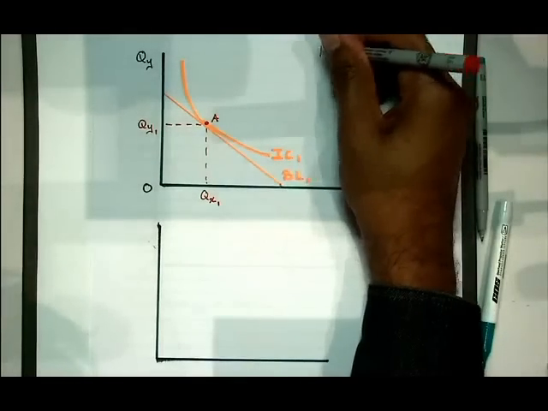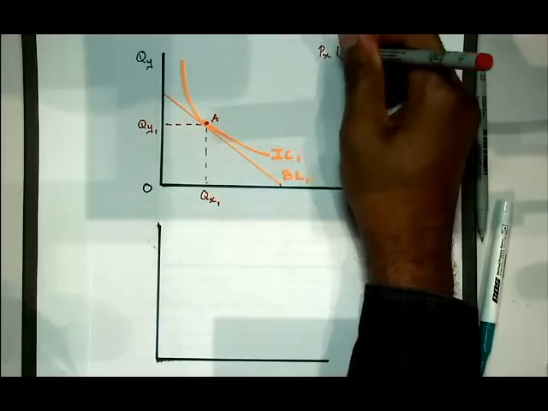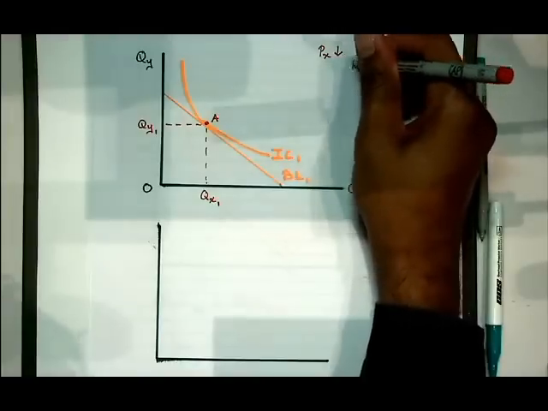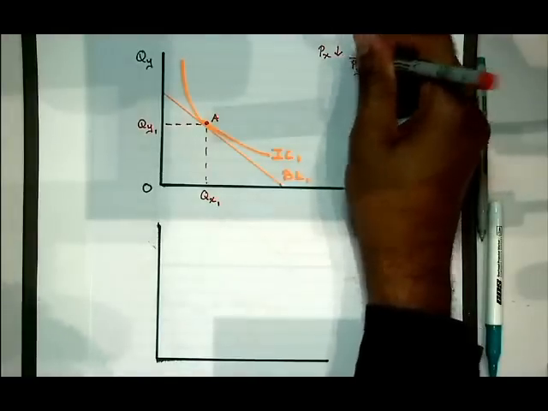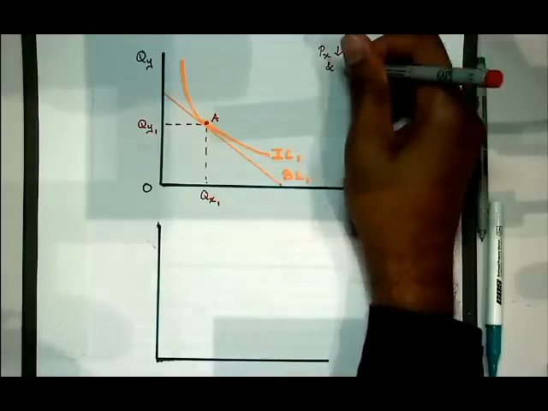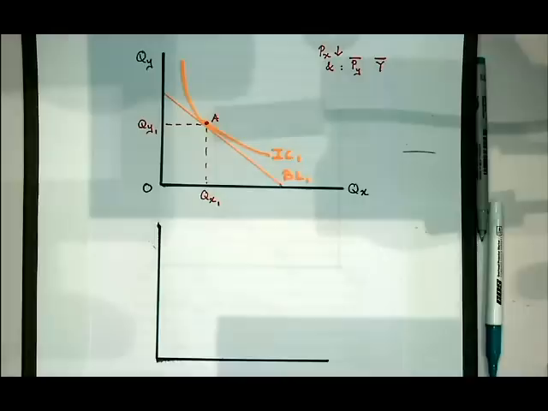Let's say that the price of X went down and nothing else changed. The price of Y is unchanged and income is also unchanged. The only event that's occurred is that X is now cheaper than before. Is that okay?